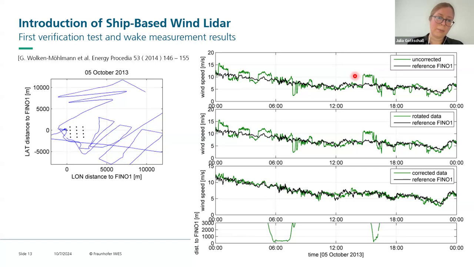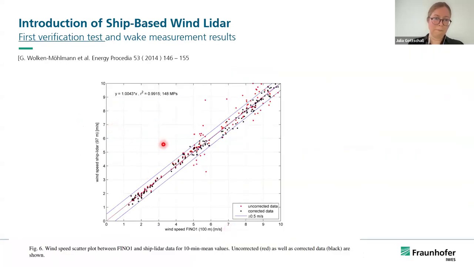And we see 10-minute mean wind speeds here. What you also see is the distance to the mast. And for the verification, we focused, of course, on the periods where we were pretty close to the met mast. Particularly in this study, we looked at the first 3 kilometers. And when you look at these data for the entire campaign duration, we got something like this, so this kind of correlation.